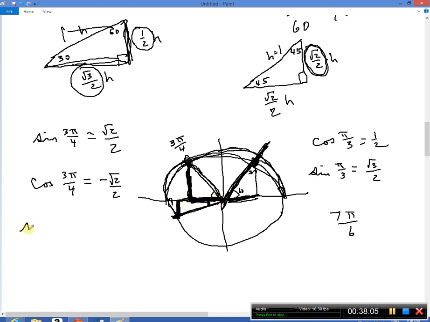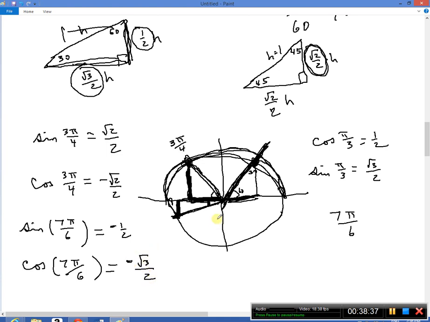So if you ask what is the sine of 7 pi over 6, the answer is the vertical segment here, which is the short side, a half, except that it's negative because it's measured in the negative direction. Similarly, what's the cosine of 7 pi over 6? Well, that's the horizontal segment, and it's measured in the negative direction, but it's the long side of a 30-60 triangle, so it's going to be square root of 3 over 2, and of course negative because it's to the left.